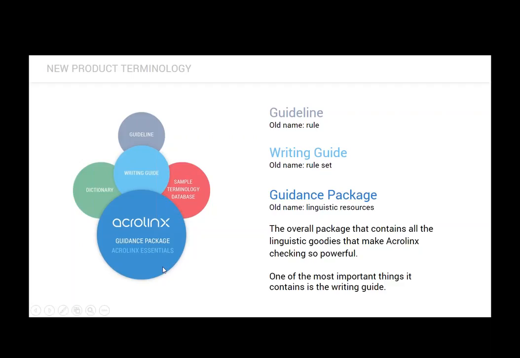It's really what we deliver to our customers as the customer-specific package. And that would include a set of writing guides, because usually you have more than one writing guide in place. So these get grouped into the guidance package. The guidance package can contain more than that. It can contain dictionaries, a sample terminology database, or other customizations. All of these would go into the guidance package. So that's really what contains everything that makes the whole linguistic processing work and what makes the engine so powerful.